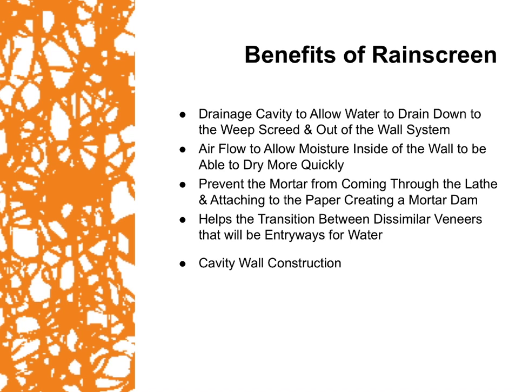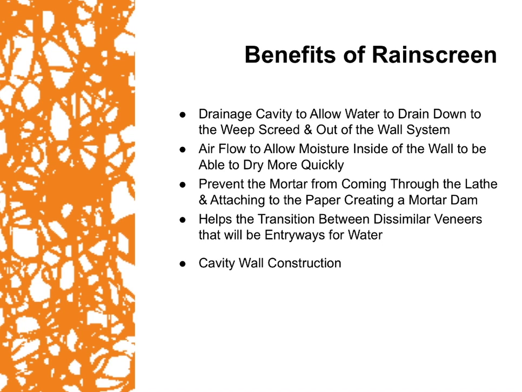Next, it also helps transition between dissimilar veneers and materials that can be entryways for moisture and water into your wall system. I can't remember the last time a building has been built with just one type of product, whether it be brick or stone, stucco, siding. We tend to like to throw multiple veneers and facades on our projects, thus creating transition points and weak points within the construction wall for moisture to find its way in and cause problems.